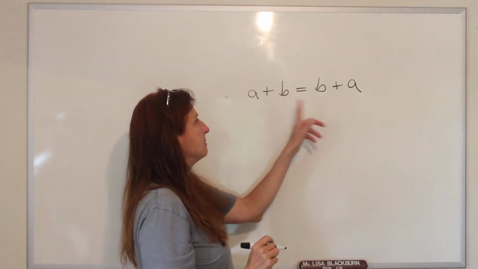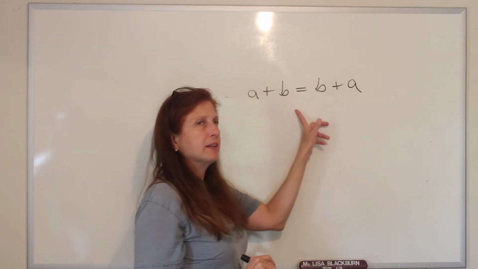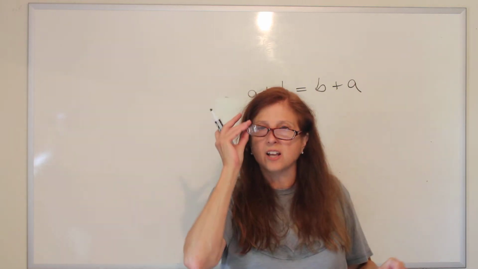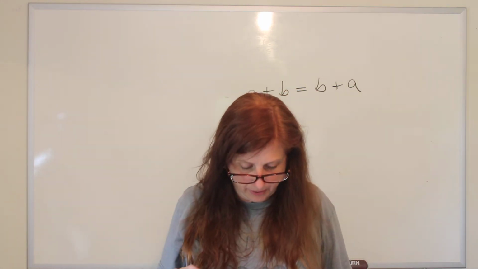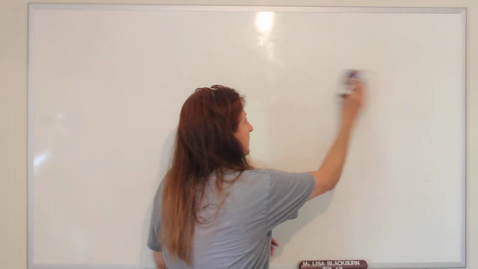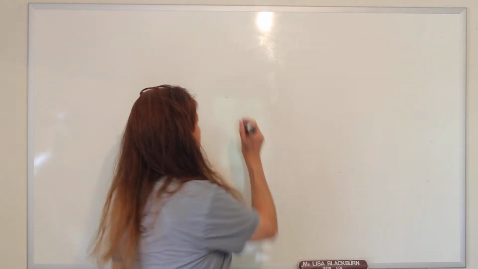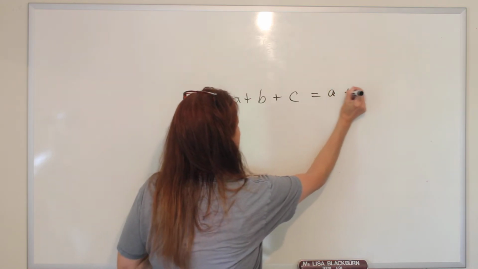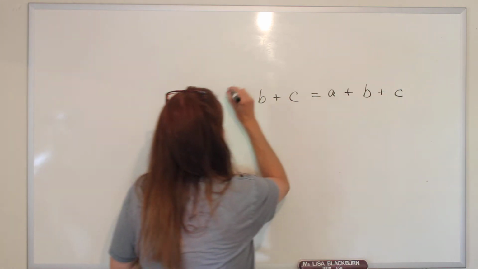A plus B is the same as B plus A. 2 plus 3 is the same thing as 3 plus 2. They're all 5, right? So I kind of like the it doesn't matter property. The next one is the associative property. This is the it doesn't matter which one you do first property. A plus B plus C equals A plus B plus C.